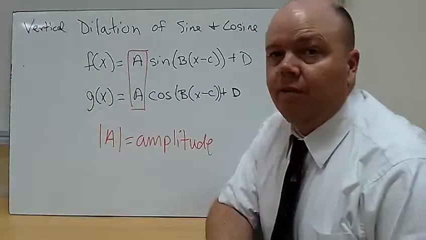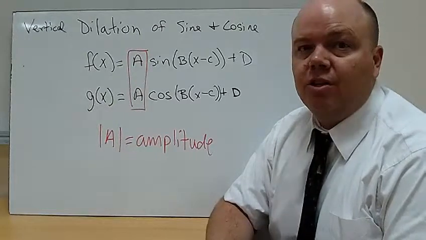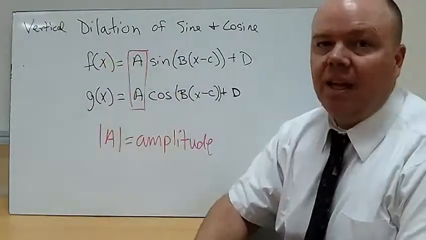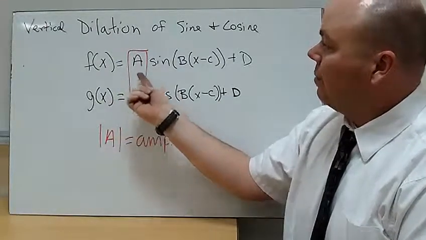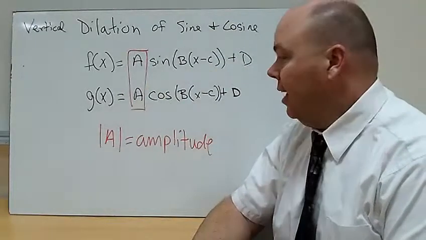This is the first of 4 videos that I'm going to do on the effect on the translation or transformations of the sine and cosine graph. This first one I'm going to look at is the vertical dilation, and that's this a value. What happens when you multiply sine and cosine by a number a?